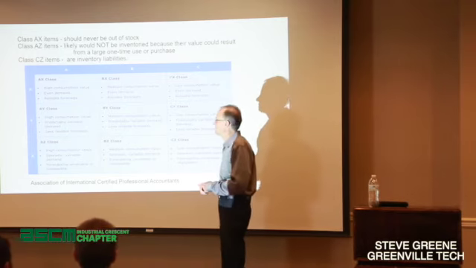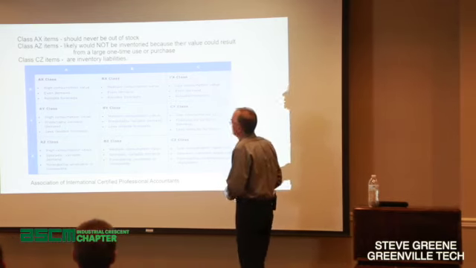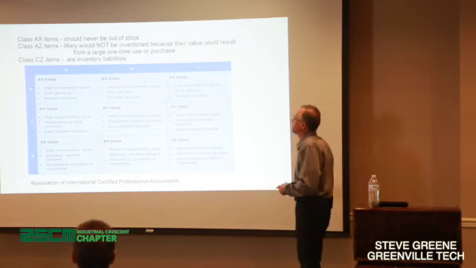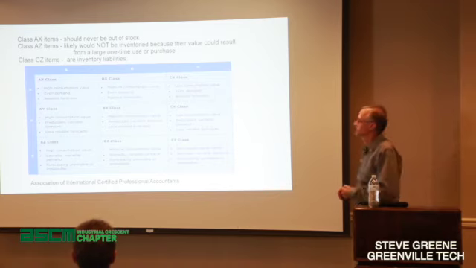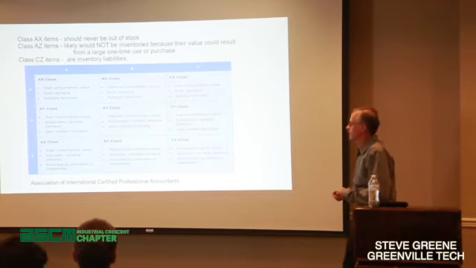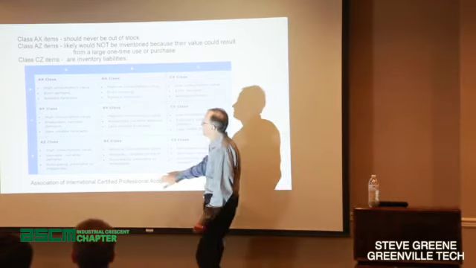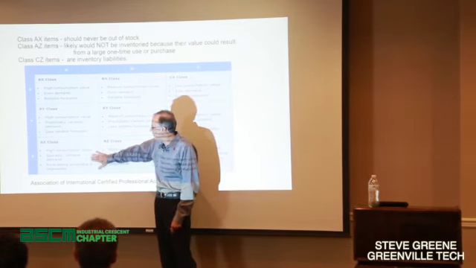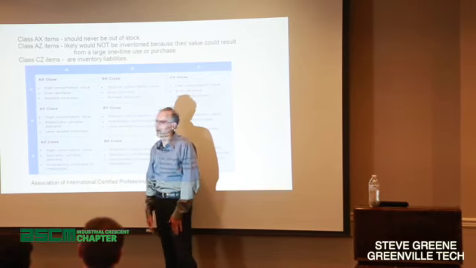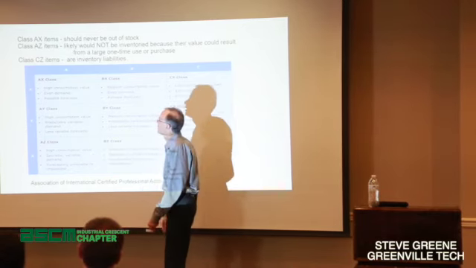AX class items. The AZ class items would not likely be inventoried because they could result from a large one-time use or a purchase. So even though they have a high consumption value, their demand is sporadic, it's variable, and forecasting is less reliable.